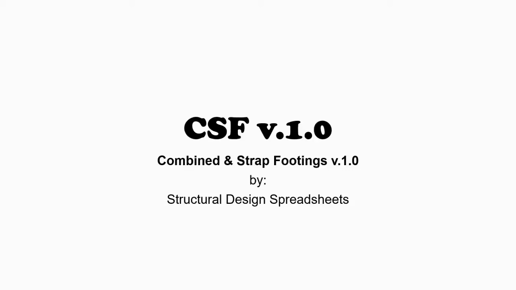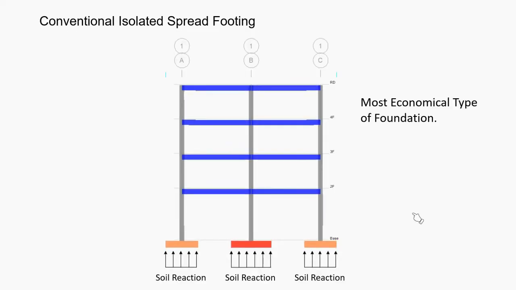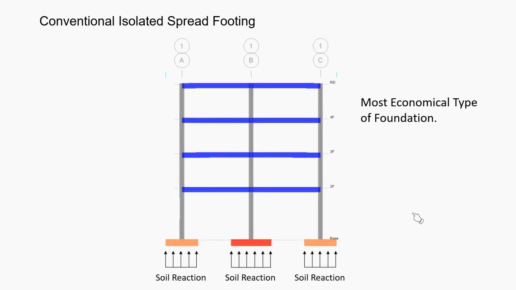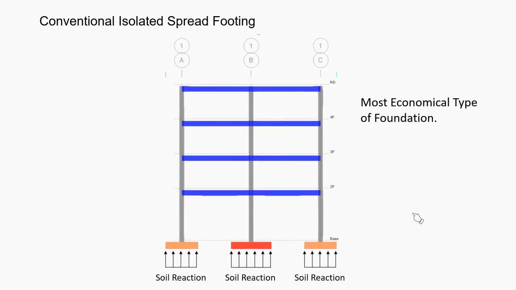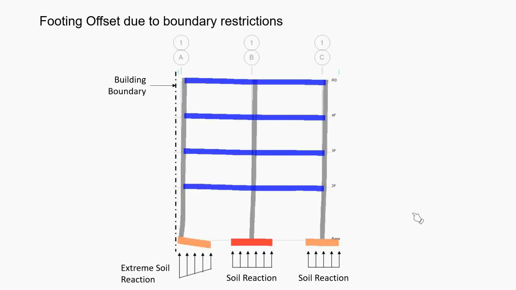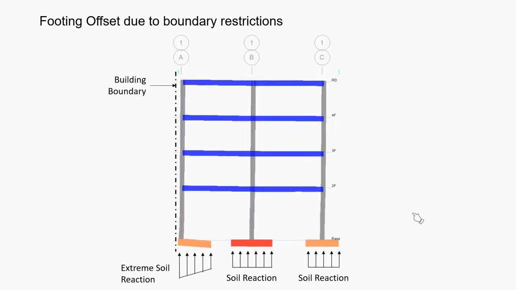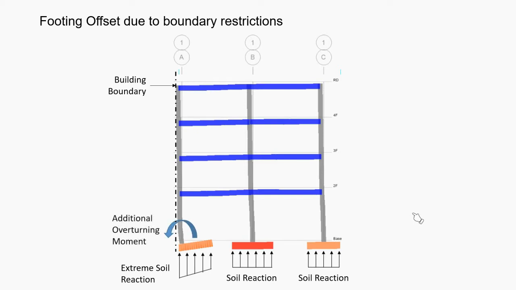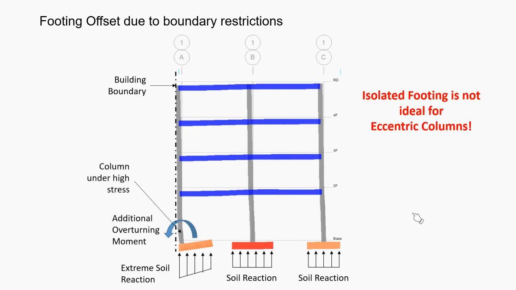This video tutorial will discuss the design of combined and strap foundations using the CSF version 1.0 spreadsheet. Isolated spread footing is the most common type of foundation and is also the most economical. Typically, columns are centered on column footings, but in conditions where columns are located directly adjacent to the property line, the column footings may be offset so that they do not encroach onto the adjacent property. This results in an eccentric load on a portion of the footing, causing it to tilt to one side.